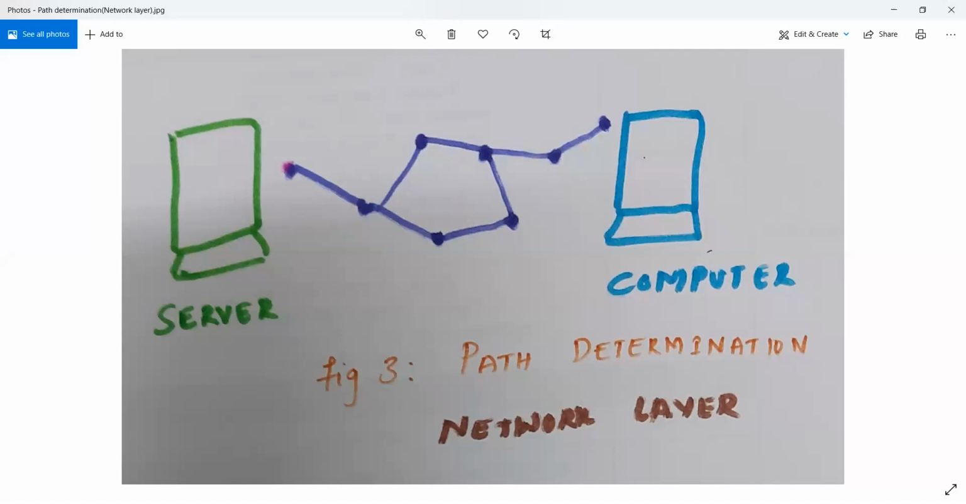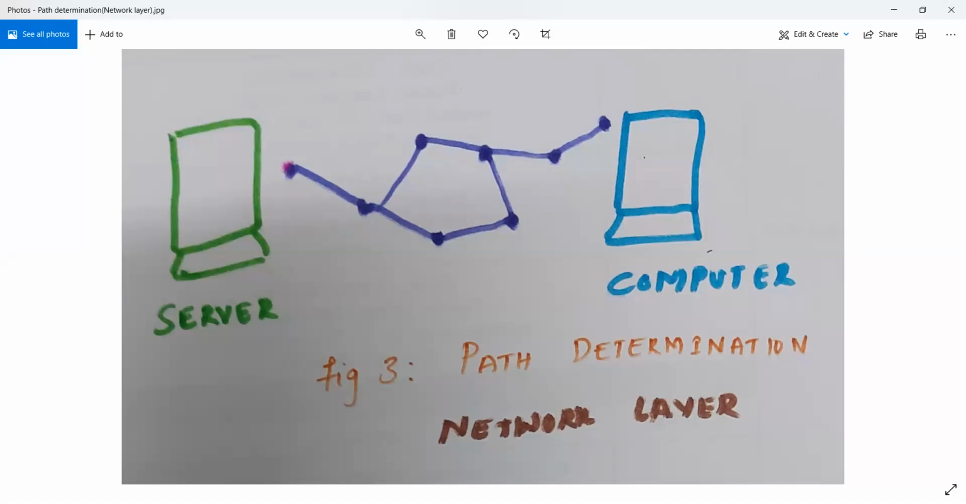Whatever route or path we choose, we can reach the destination, but the key is choosing the best possible path for data delivery. Choosing the best possible path for data delivery from the source to the destination is called path determination. There are so many paths, but deciding which path is suitable is known as path determination.